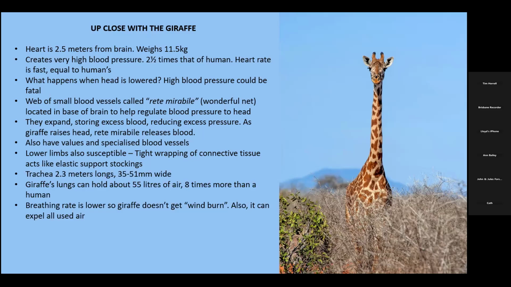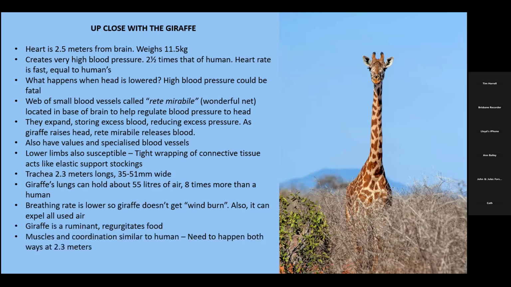The trachea itself is about 2.3 meters long, and at its maximum, about 51 millimeters wide. So it's fairly wide. The giraffe can hold up to about 55 liters of air, which is about 8 times more than a human. This is what's really interesting. The breathing rate of a giraffe is a lot lower, so it doesn't get windburn. Also, because the breathing rate is lower, it allows it to expel all of the CO2 that it needs to get out of its body and then bring in some more O2. So I found that rather interesting.